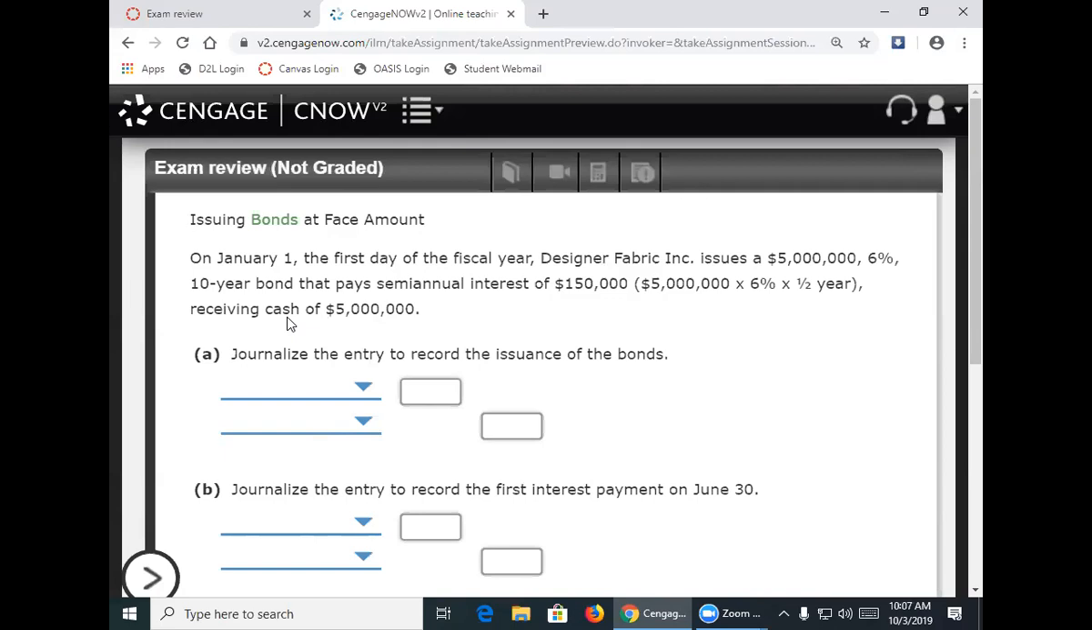Okay, well, we have to do it, right? It's not too bad though. Okay, so the first one is just issuing bonds at the face amount. So again, the contract rate is equal to the market rate, so we can issue the bond at the face value.